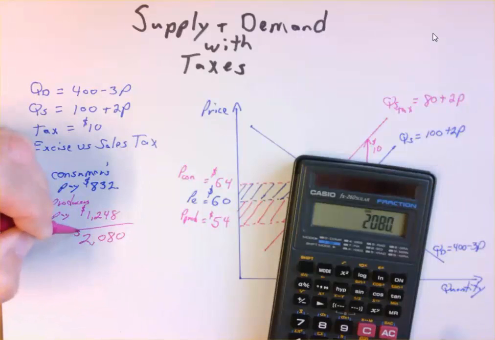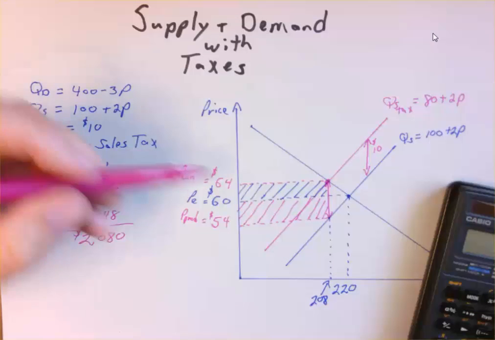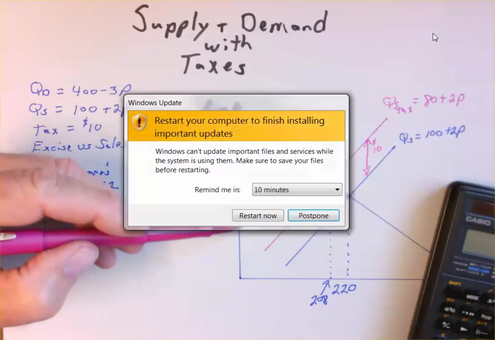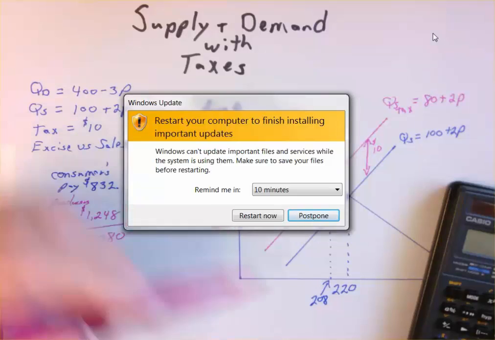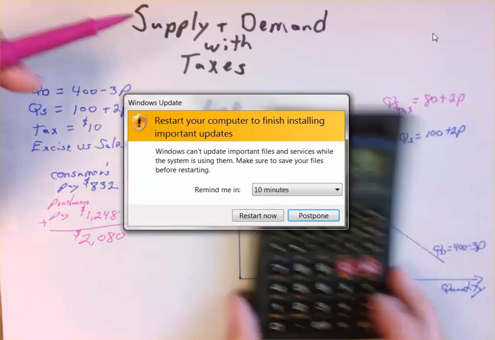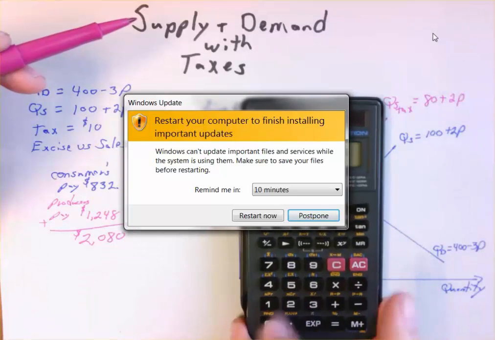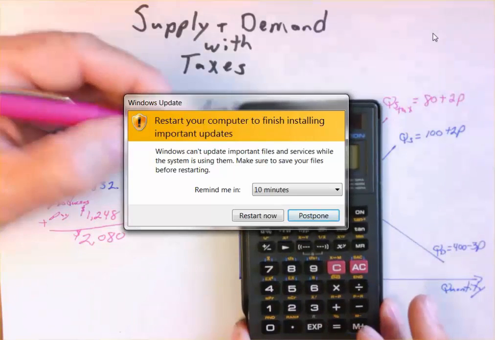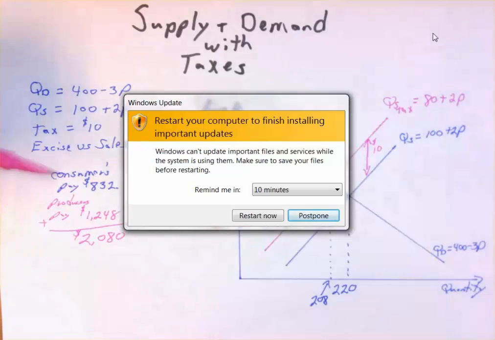So that's one way to do it. The other way to do it is to just recognize that this distance from here to here is the amount of the tax, which was $10, right? $10, and 208 units were sold. So $10 times 208 gives me, again, the 2080 number. So either way. You may have seen this in some other class. This is how I normally teach it, and this is how it's usually demonstrated in a microeconomic principles book.